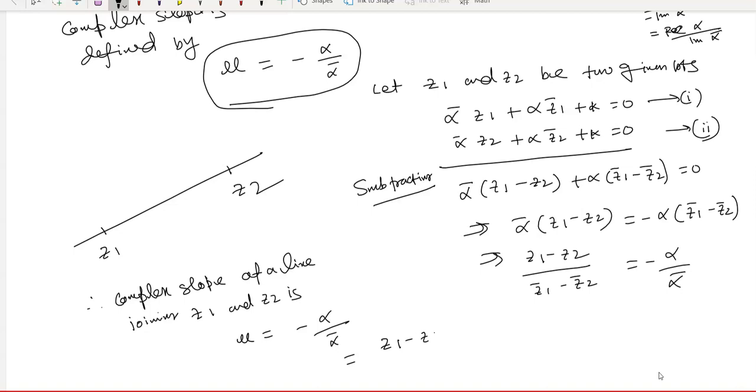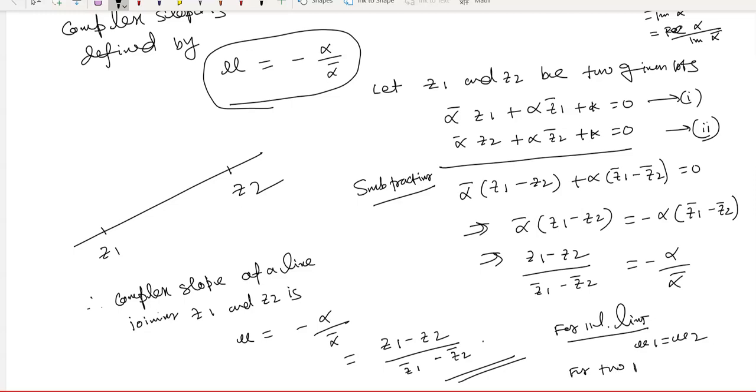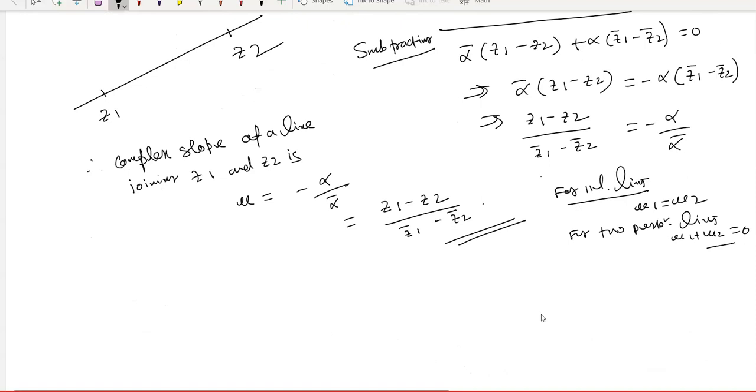This is equal to (Z1 minus Z2) by (Z1 bar minus Z2 bar). Now for two parallel lines, mu1 must be equal to mu2. For two perpendicular lines, mu1 plus mu2 equals 0. We will be applying this in solving sums, but let us work on it first.